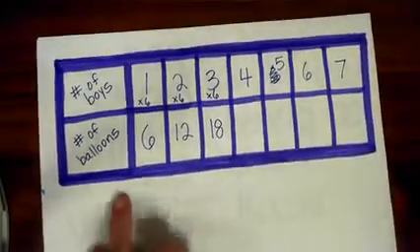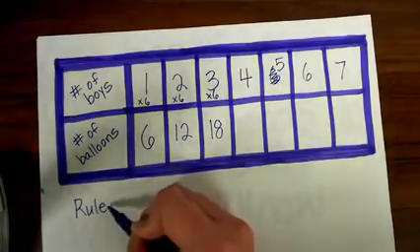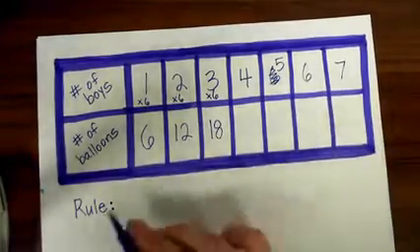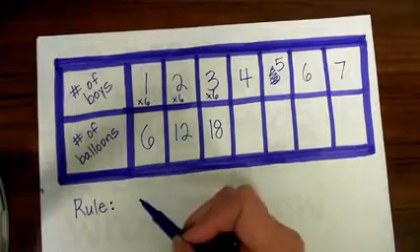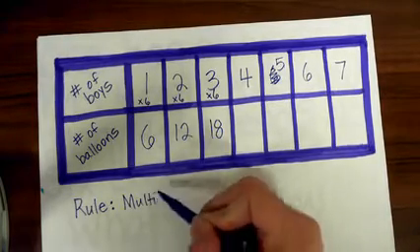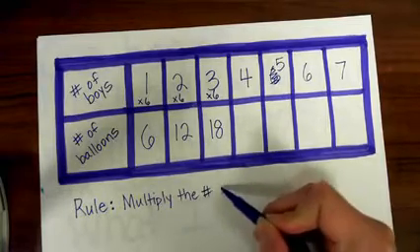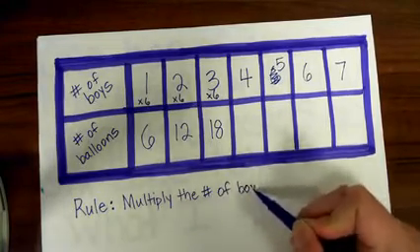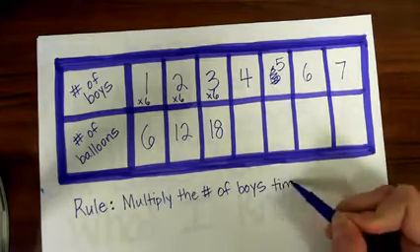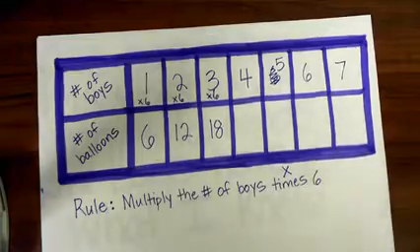Okay. So can you go ahead down here and write our rule, times 6, like you did? And I would encourage you to actually write the word rule and then tell us what the rule actually is. So we would say the rule is multiply the number of boys times, or you could do the multiplication symbol, times 6.